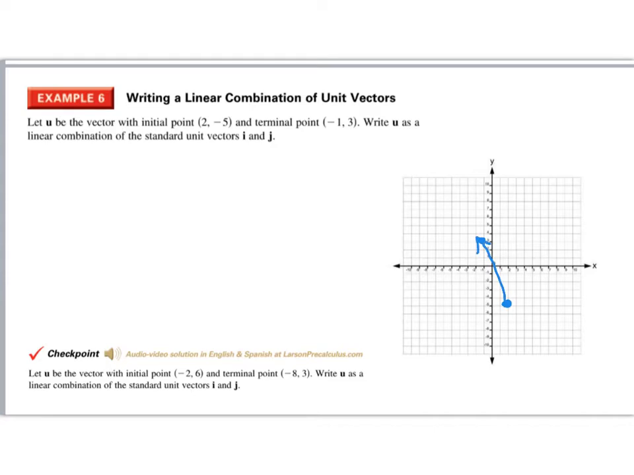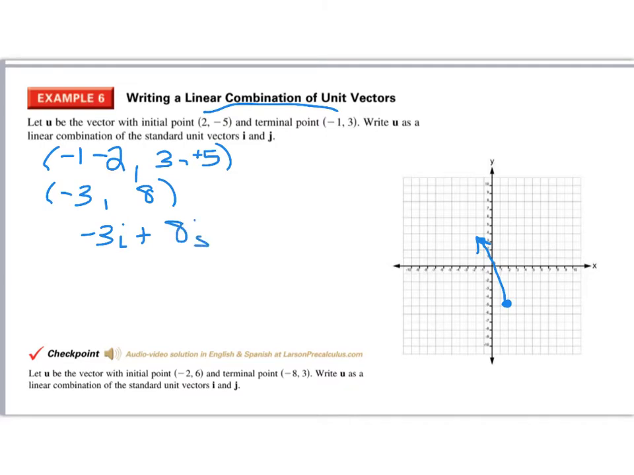Now, to write u as a linear combination of the standard unit vectors i and j, if you remember, all we had to do is find the difference between our terminal and our initial point. So we're going to go -1 minus 2, and then we've got 3 minus -5. So we end up with -3 and 8. Therefore, in standard form, this would be -3i plus 8j. And that's it. Okay, go ahead and do your checkpoint. When you're ready, come back and we will see if you got it right.